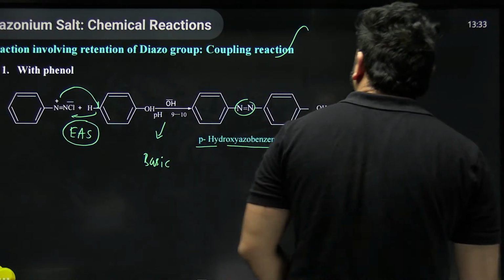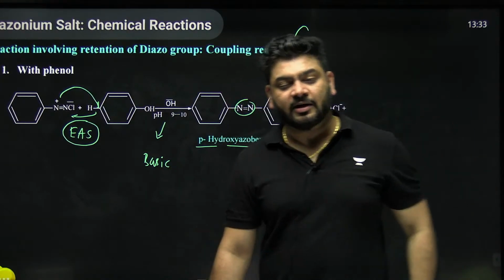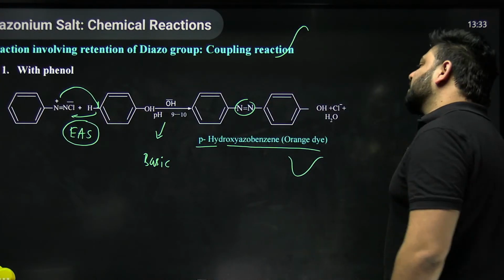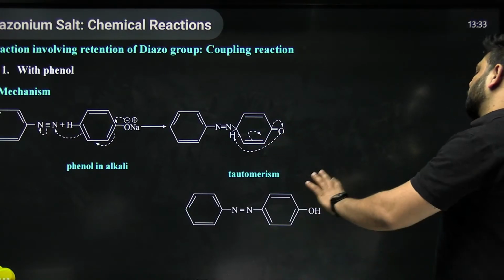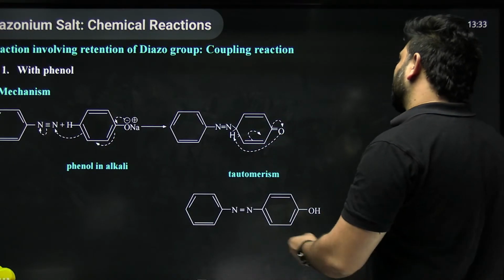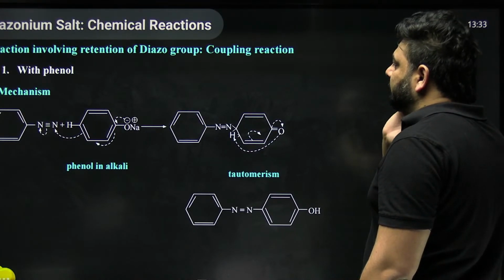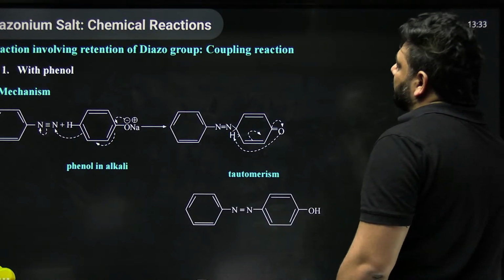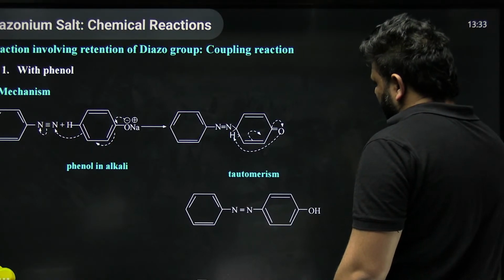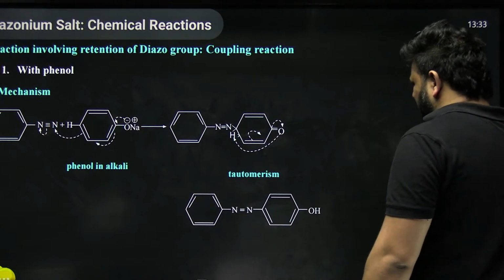So this is called a coupling reaction, in which the diazo group is retained, not eliminated out of the molecule. This is an electrophilic aromatic substitution reaction. You can just have an idea and find out what is happening here. The mechanism is being explained here. Phenol in alkali becomes O minus, very active for attack at the para position. Then it forms the N double bond N group, diazo.